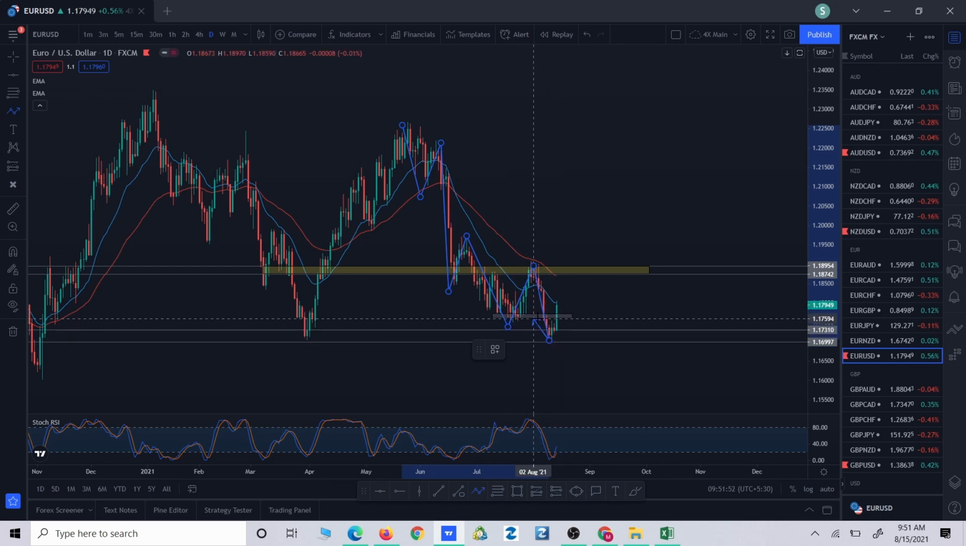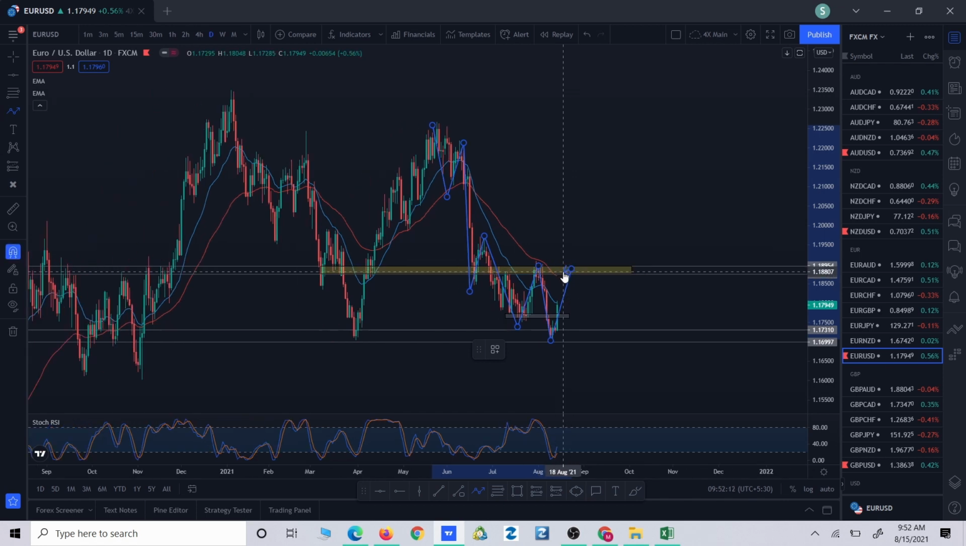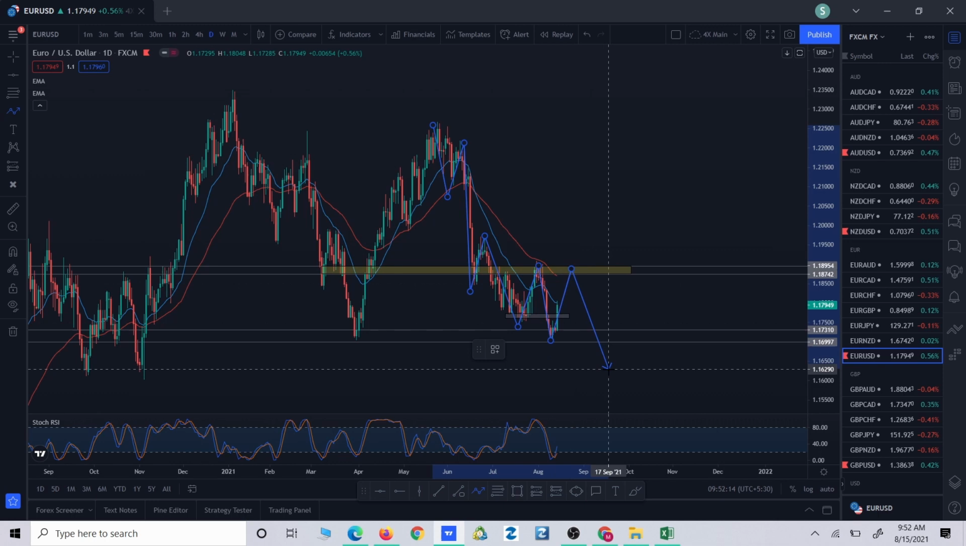Now this zone, although it was a break and retest, is too close to consider for any kind of short opportunity, and so we didn't find any opportunity here. And now the next zone to look for a short opportunity is this one, which is a lower high of this downtrend, or the previous high, or like the previous resistance.